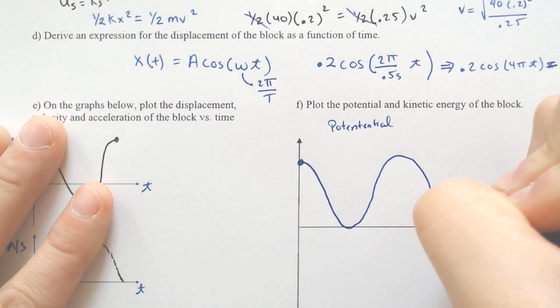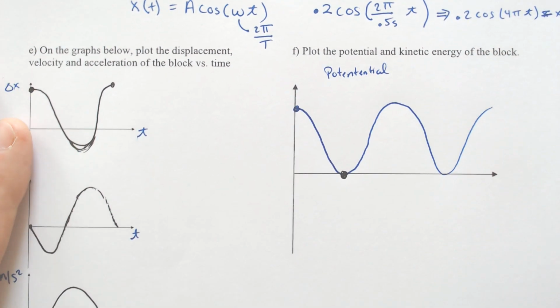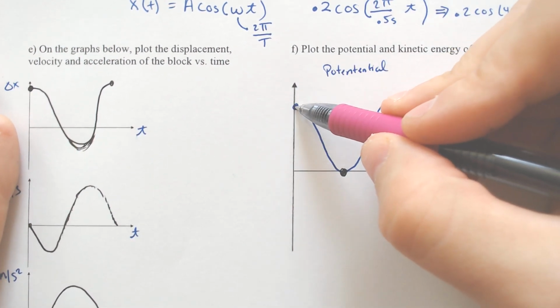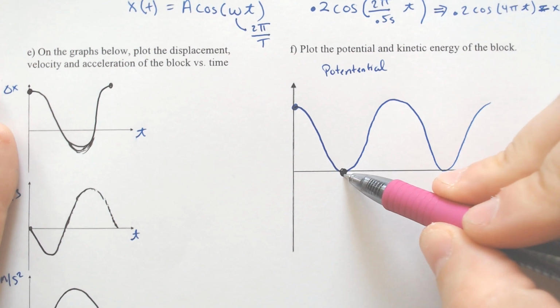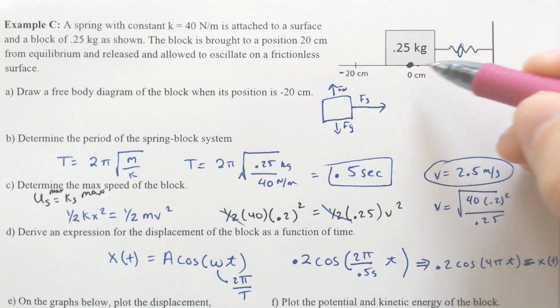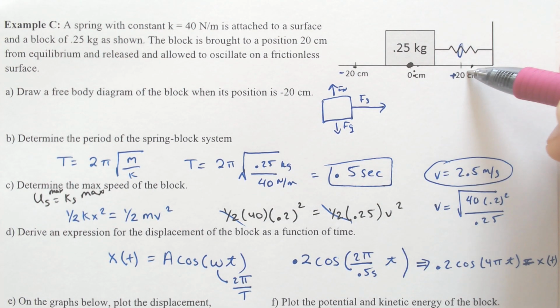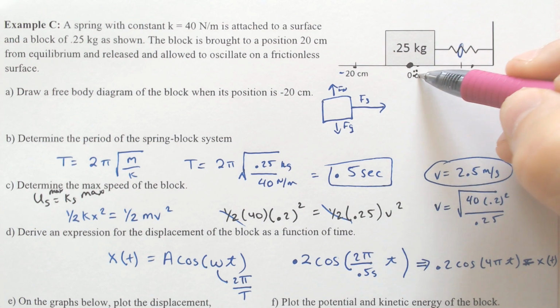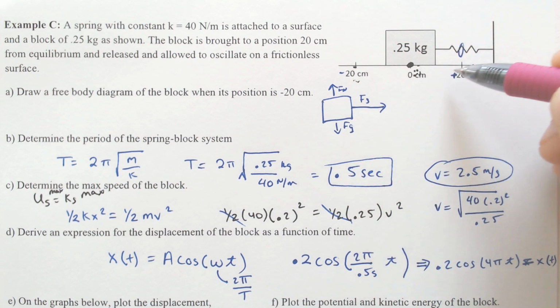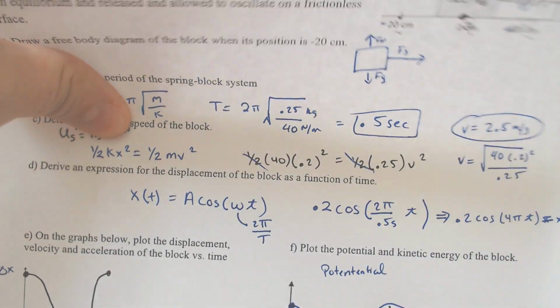Okay? Notice how I am not going below the x-axis. So the potential started up high, and then it went to 0 at equilibrium, and then it went back. So started up high, 0, then up high again, 0, then up high again. This is the potential. 0 at equilibrium, high at the ends. Back and forth. You don't have negative potential.